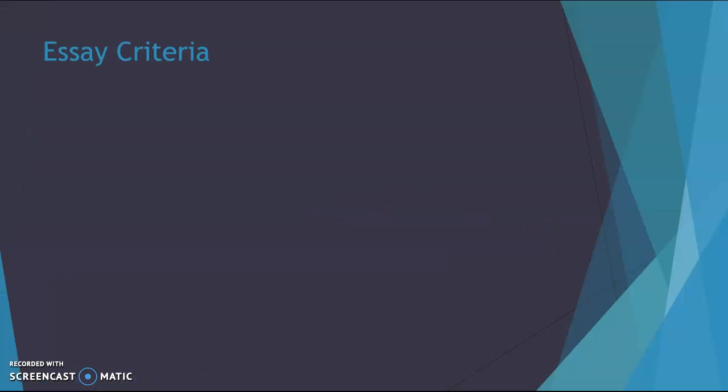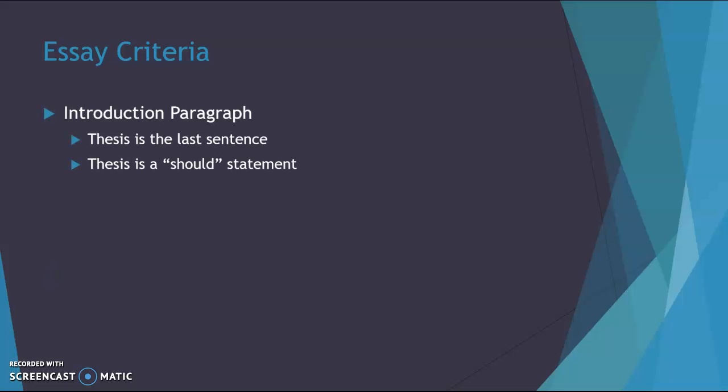The first thing you want to do is read over your peer's essay. As you do, you want to keep in mind the following essay criteria. Make sure that their introduction paragraph is fully developed, a complete paragraph, typically 5 to 7 sentences. The last sentence in that introduction paragraph should be the thesis statement, and that thesis statement needs to be a should statement.